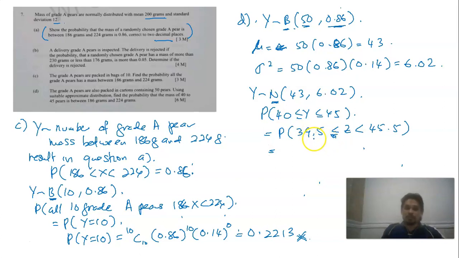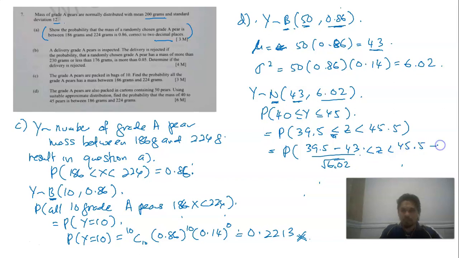Please refer to the small topic in the normal, what we call continuity correction. So in this case, it is Z equals (39.5 minus 43), the mean, divided by the standard deviation, the square root of 6.02, and (45.5 minus 43) divided by the square root of 6.02.